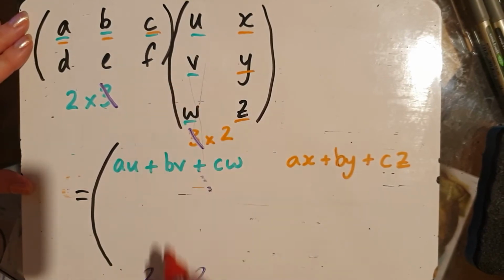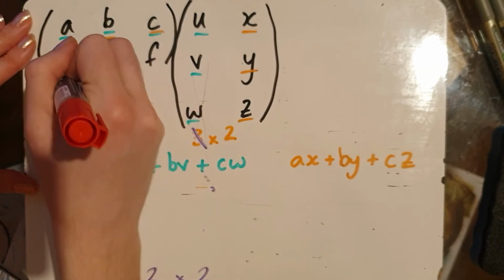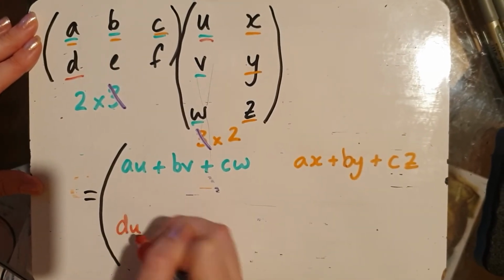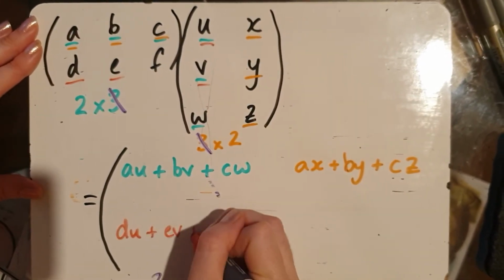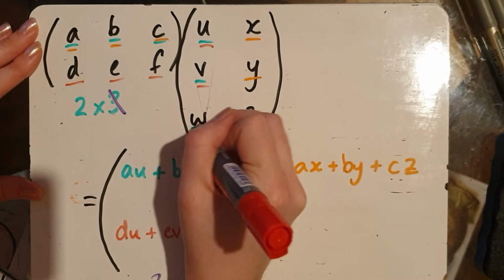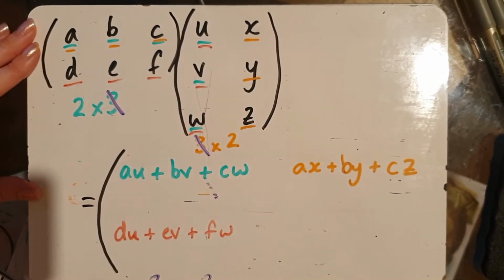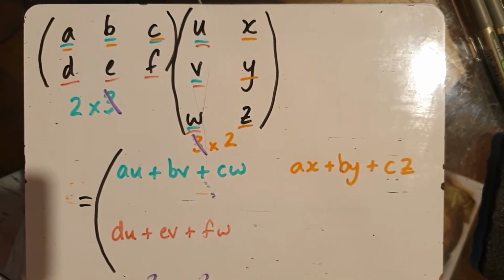Second row, first column. So I'm going to multiply the second row by the first column. So I have D times U plus E times V plus F times W. So I've got the second row, first column. I've multiplied the second row by the first column.